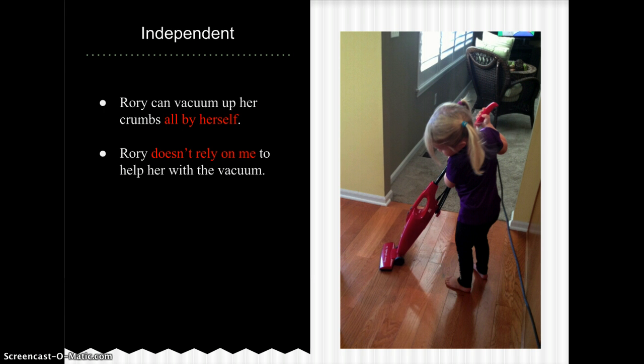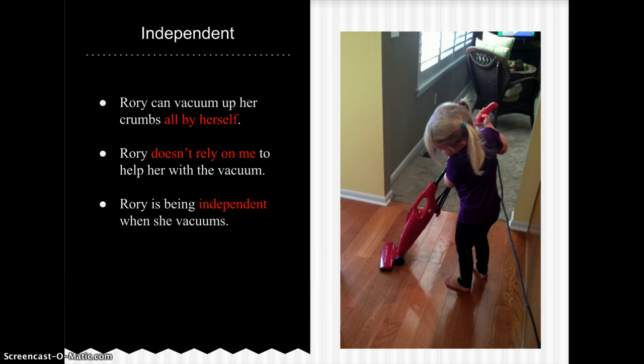Rory doesn't rely on me to help her with the vacuum. You can see that she's the only one in the picture. I'm not helping her push the vacuum. I'm not guiding her in any way. She's doing it alone. So again, doesn't rely on me is the same as being independent.